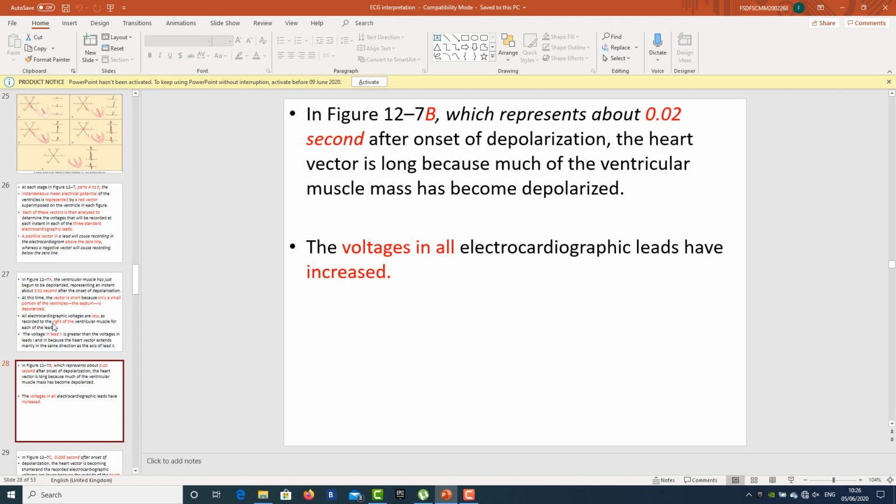This represents about 0.02 second after onset of depolarization. The heart vector is long because much of the ventricular muscle mass has become depolarized. The voltages in all electrocardiographic leads have increased.